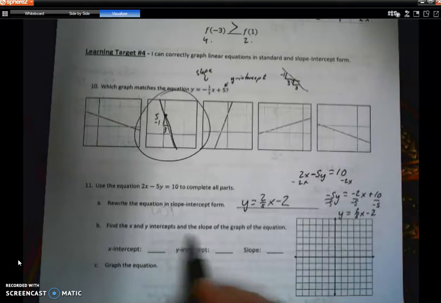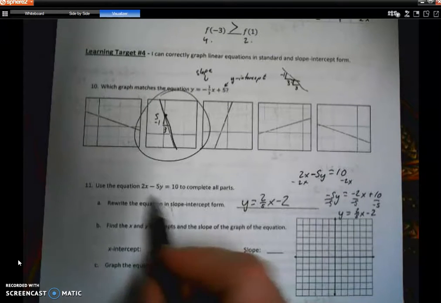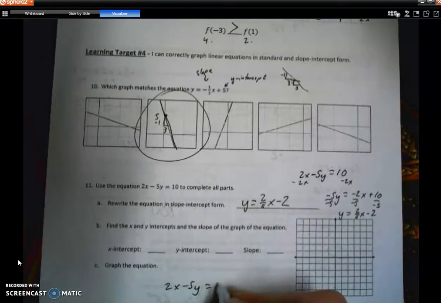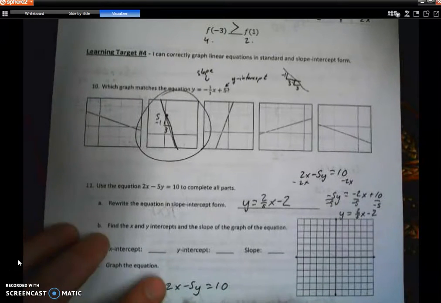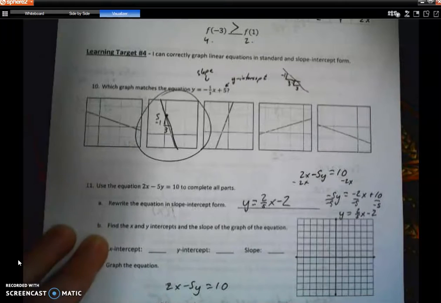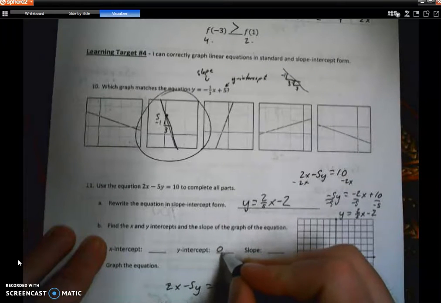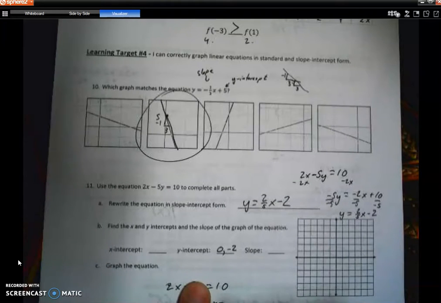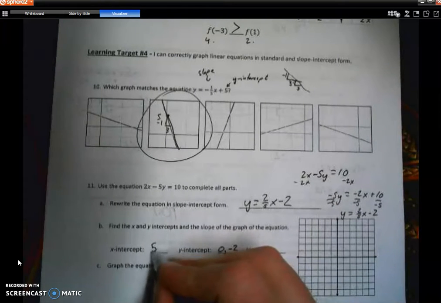Find the x-intercept, y-intercept, and the slope. Okay, well, we learned that x and y intercepts are these zeros, right? So if 2x minus 5y equals 10, and I made x equal 0, what does y equal? Well, if x is 0, that's gone. Negative 5y equals 10. If I divide both sides by negative 5, y equals negative 2. So the y-intercept is at 0, negative 2. Now, if I plugged in a 0 for y, what would x equal? 2x equals 10, divided by 2, x equals 5. The x-intercept is at 5, 0.